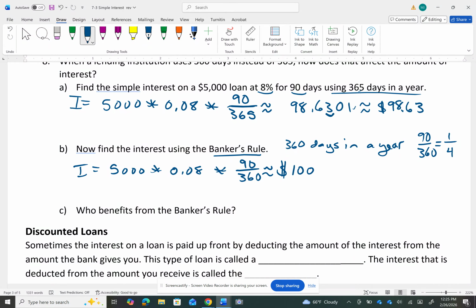If this were a loan, who's benefiting from them using the banker's rule? Does it benefit me as the consumer, the one who borrowed that money, or is it benefiting the banker who's loaning that money? Aren't you having to pay the banker $100 if they use the banker's rule versus only $98.63? I know it's not much, but it's $1.37 different for really no reason. The banker benefits.